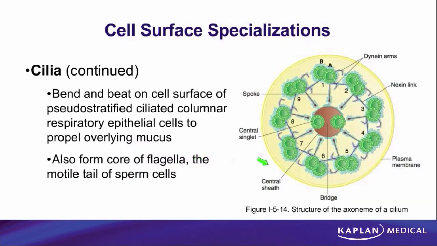Okay? So here's a schematic version of that. Again, the doublets of microtubules surrounding a central pair. Now, we want to have these motile cilia in places where we are projecting into the lumen, in places where we want material in the lumen to be moved. So, for example, in the airway.